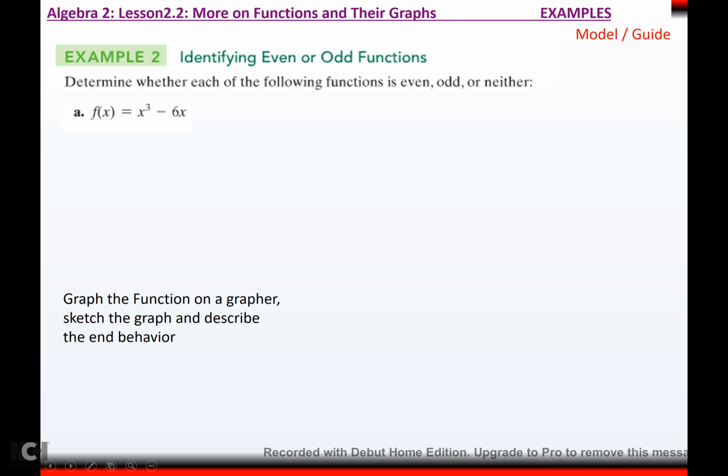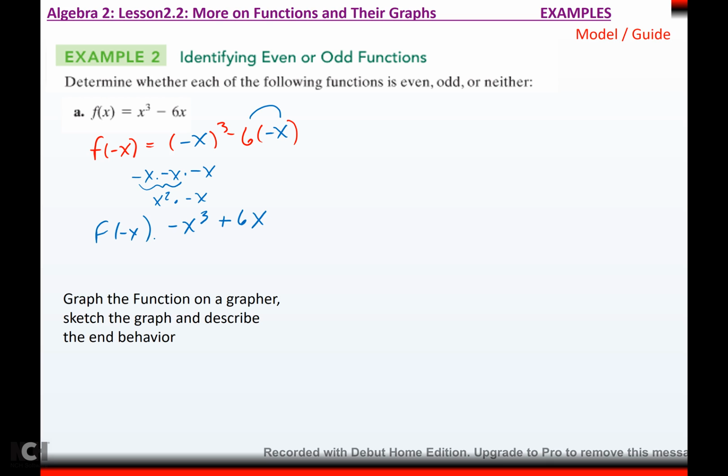Okay, so it says determine whether each of the following functions is even, odd, or neither. So what they want us to do is to find f of negative x. So all I do is copy the function, but instead of plugging in positive x, I'm going to plug in negative x, and I'm going to see what happens. This negative x cubed is negative x times negative x times negative x. This is positive x squared times that negative x makes negative x cubed. Distribute here, that makes positive 6x.